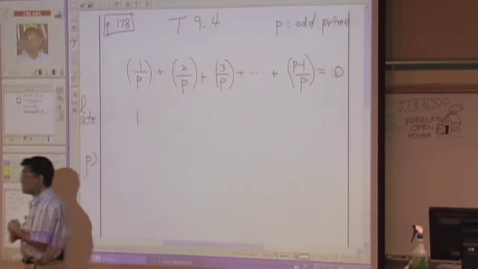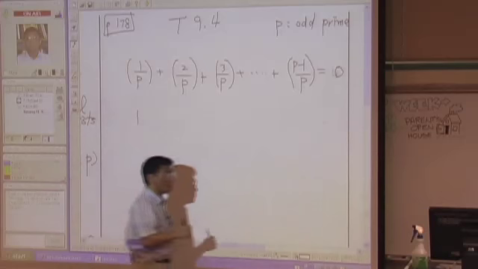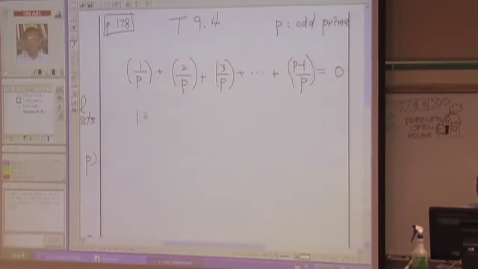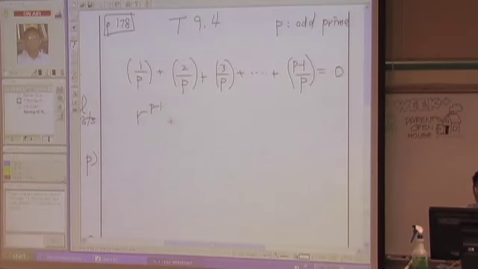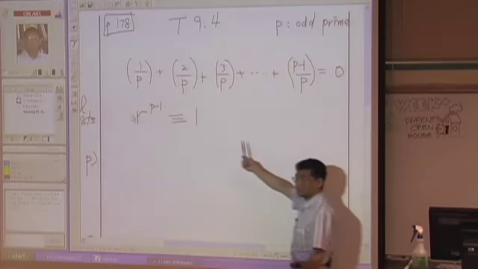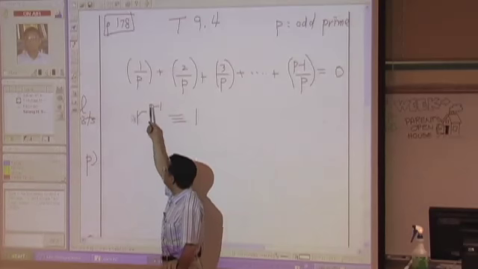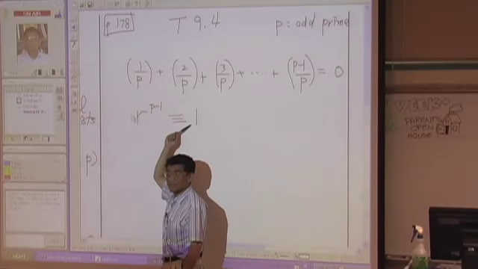How do you prove it? You use the primitive root. The primitive root is the one having this property: this is achieved only when the power is p minus 1. It's called the primitive root. This is the definition of the primitive root.